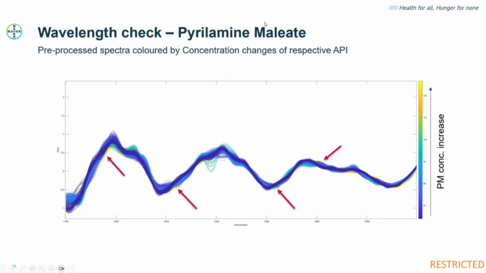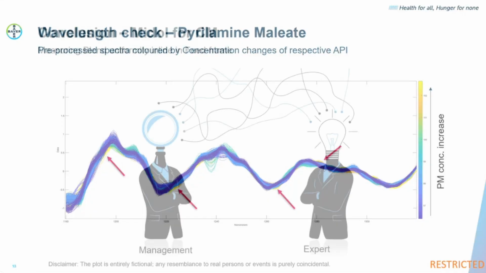concentration changes of pyrilamine maleate, it's much more difficult. So this is one of the wavelength regions where you do see some of these changes. It goes from roughly 1,200 to 1,300 nanometers, and you can see here that there are some signs where you can actually get information on the concentration changes of pyrilamine.